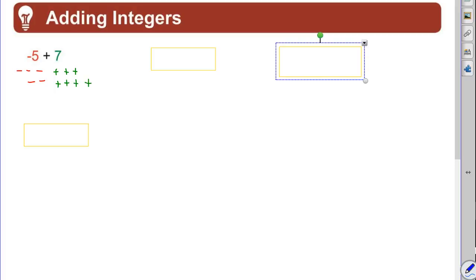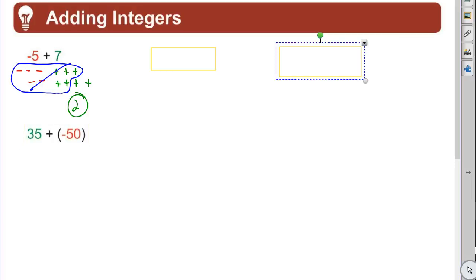And remember, 5 of these negatives get wiped out by 5 of the positives. They're gone. They wipe each other out. What's left? 2 positives. What's the solution? Positive 2, right? That's the idea. 5 of the negatives wiped out 5 of the 7 positives. There's 2 positives left. Okay, so remember, we trained your brain.